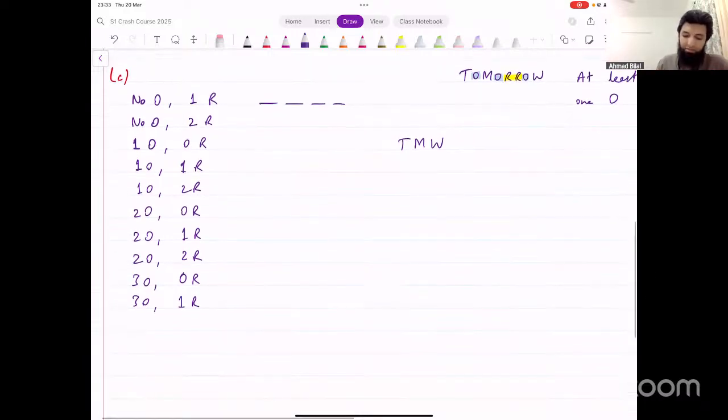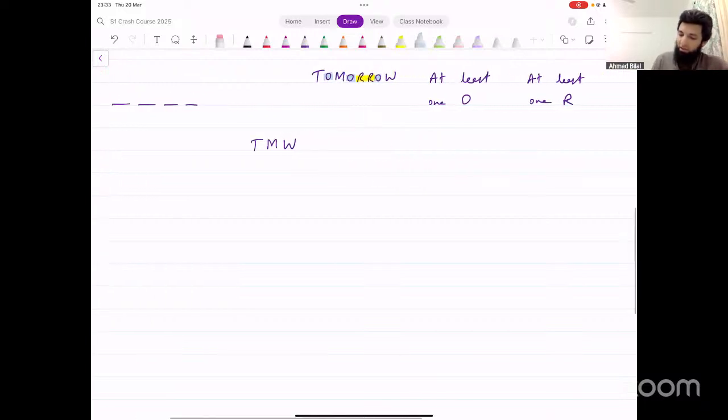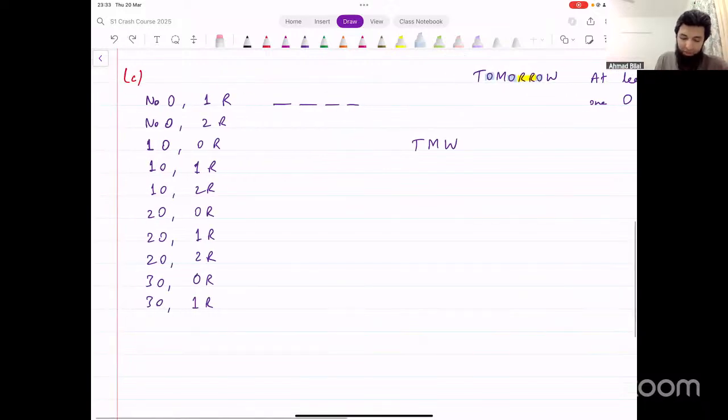That's it. These would be all the possible cases, right? Now, out of them, how many satisfy the condition? There has to be at least one O, at least one R. So these cases would be at least one O and at least one R.